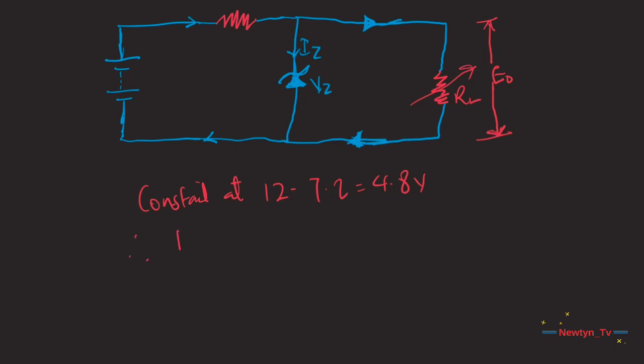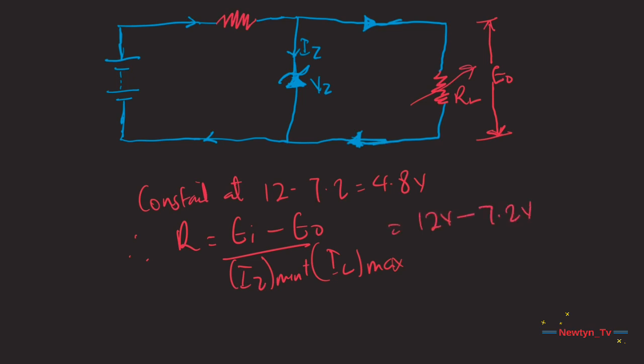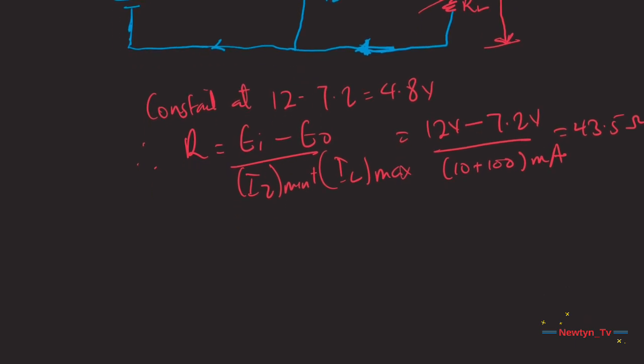So therefore we will have R equal to (E in minus E naught) divided by (IZ, which is the minimum one, plus IL, which is the maximum), right? So with this we will have 12 volts minus 7.2 volts divided by 10 plus 100 milliampere. Then we'll get a total of 43.5. Okay, so if this R is inserted in the circuit, the output voltage will remain constant over the regulating range.